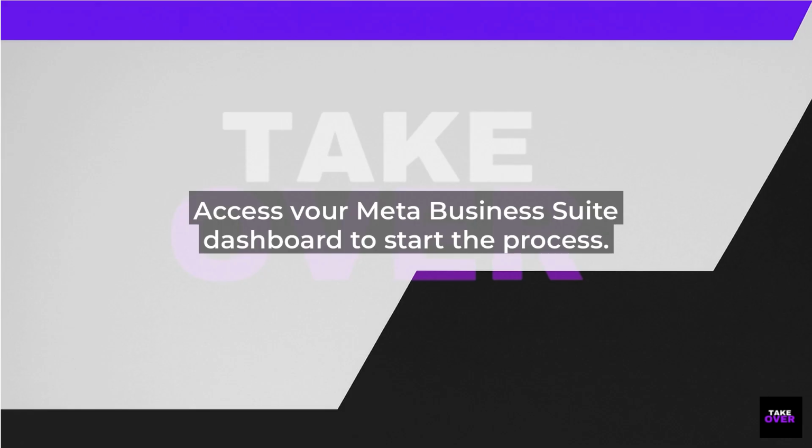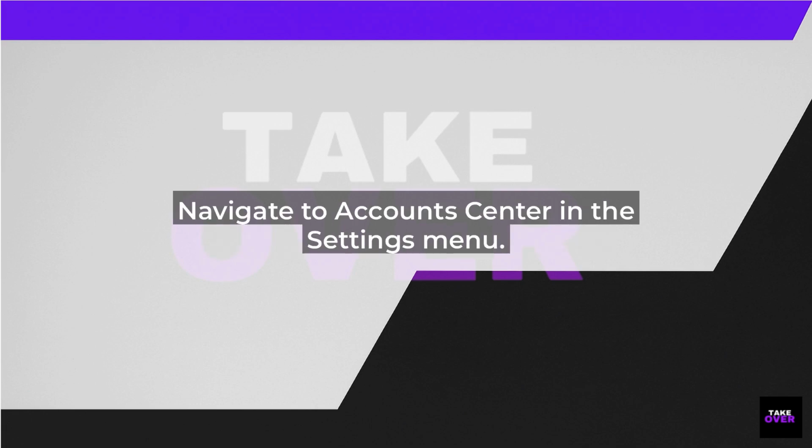Let's jump right in. First things first, make sure you have a Meta Business account set up. If not, head over to business.facebook.com and create one. It's free and straightforward. Once you're logged in, navigate to the Meta Business Suite dashboard. Look for the Accounts or Settings tab in the top menu. This is where the magic happens.